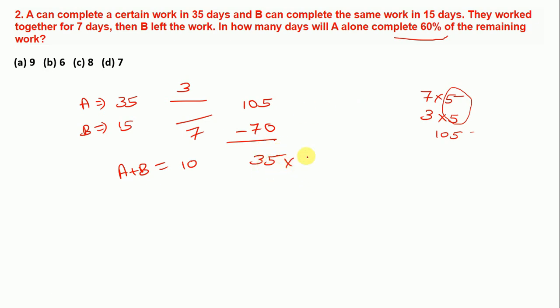So simply multiply by 60 and divide by 100. So 0 will be cancelled by this. 6 into 5 is equal to 30 and 6 into 3 is equal to 18, plus 3 is equal to 21. And now we have to divide by 10. So it will be 21. So 21 is the total number of units that has to be done by A, and A will take just 7 days to complete because efficiency of A is 3 and total units are 21. So just divide 21 by 3. So the answer is option D, 7.